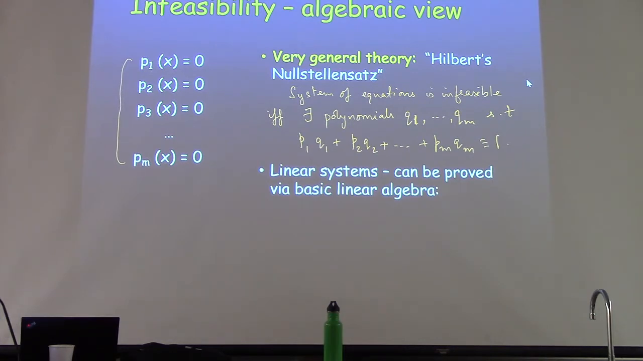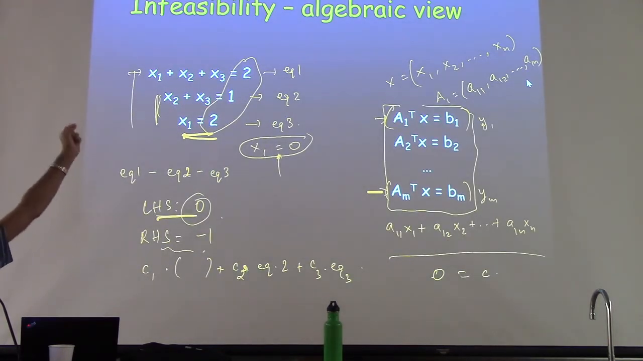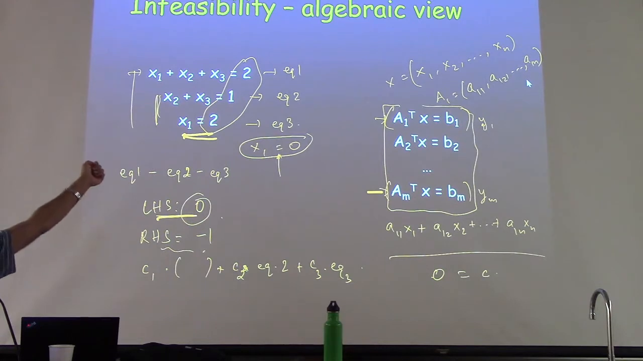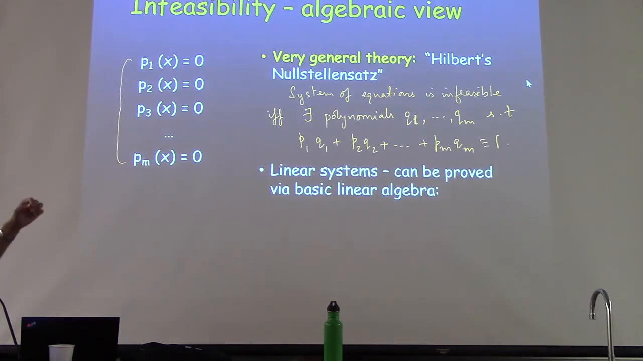Note that here the right hand sides are all zero. So think of x1 plus x2 plus x3 minus 2 as being your polynomial, and the second polynomial is x2 plus x3 minus 1, and so on. In the general case, it's not constants q1 through qm, even these are polynomials. And if you can find polynomials q1 through qm that clearly cannot be all zero, such that p1 q1 plus so on up to pm qm is 1, then this set of equations is infeasible, and this is an if and only if.